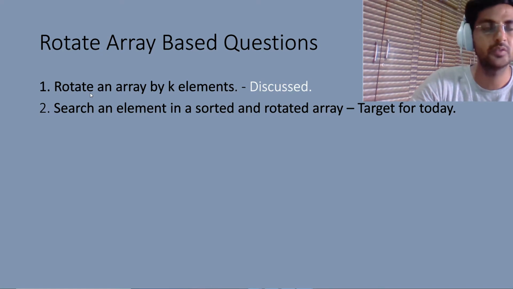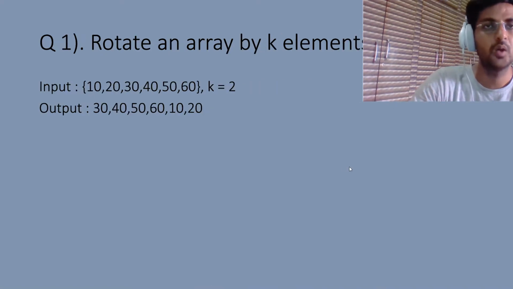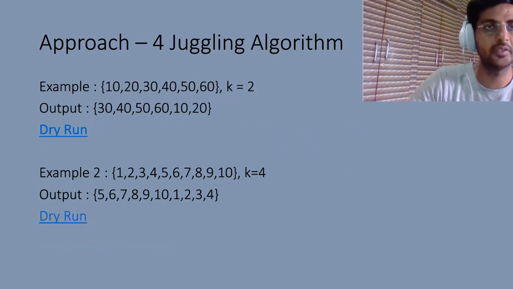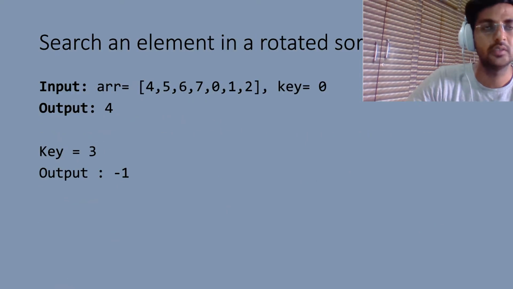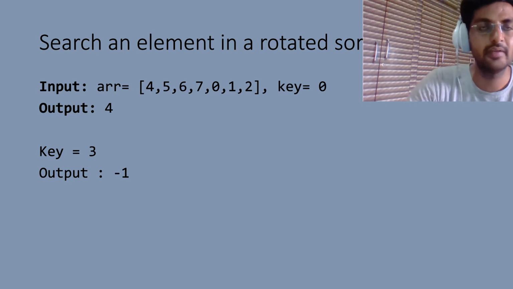Alright, so let's think about the approach. In this question we will have an array, let's say 4 5 6 7 0 1 and 2. Here you can see the array is sorted, but it is actually rotated 3 times, because you can see 0 1 and 2 at the end. We just need to search for a key, and here we want to search for the key 0.